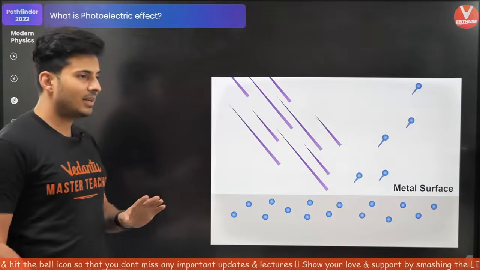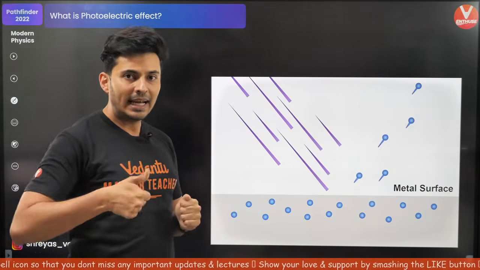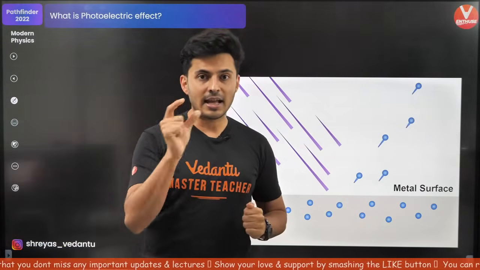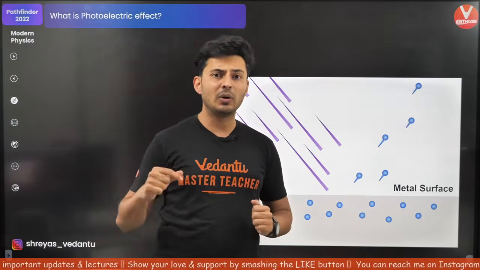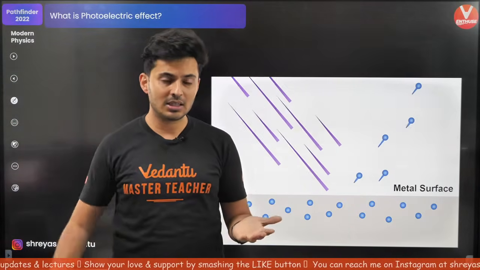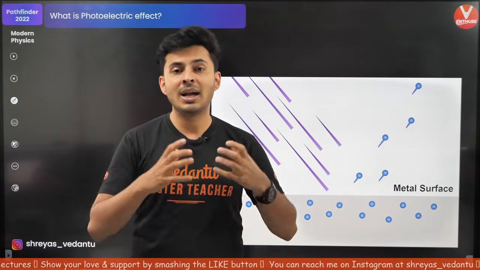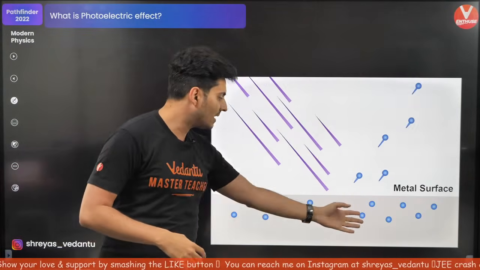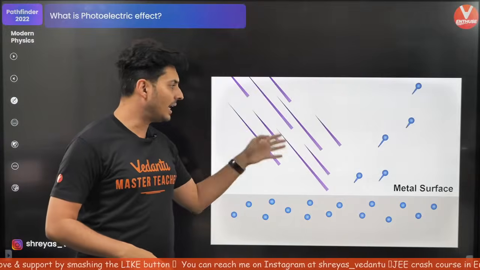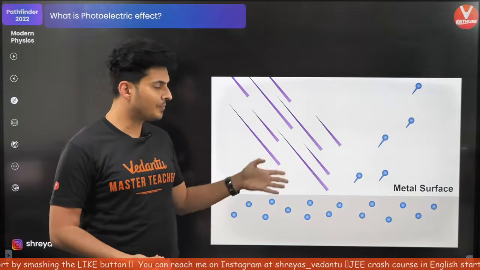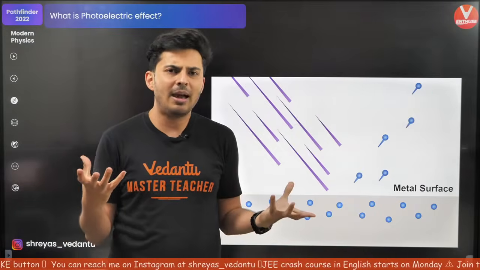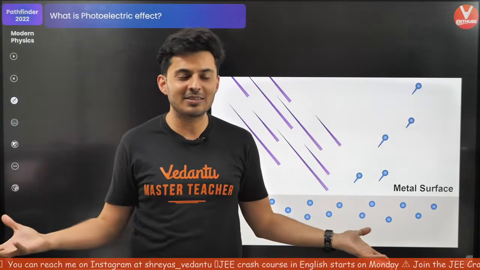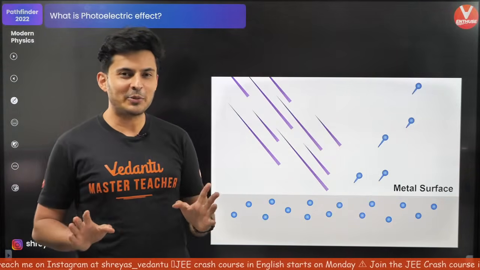Now, what is the photoelectric effect? Simply put, light has energy. The carriers of energy are called photons. When these photons hit a surface, what is the surface made of? Atoms. So these are atoms, and these are your light particles, basically photons. When light collides with the atoms, you might think, what will happen? Will the atom break into pieces? No, that's not what happens.